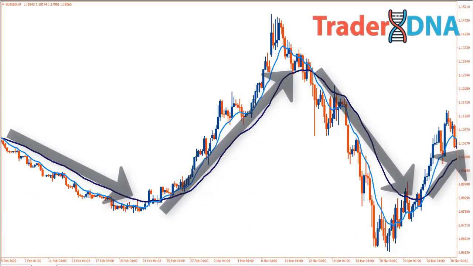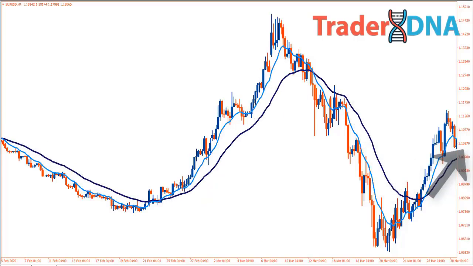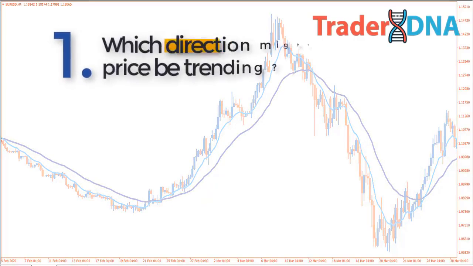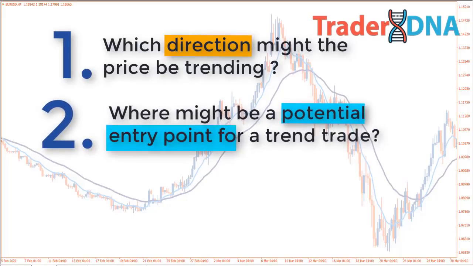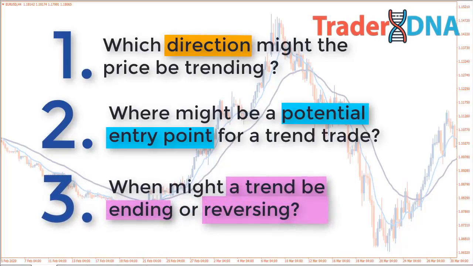A moving average crossover system helps to answer these three questions. First, which direction might the price be trending? Second, where might be a potential entry point for a trend trade? Third, when might a trend be ending or reversing?